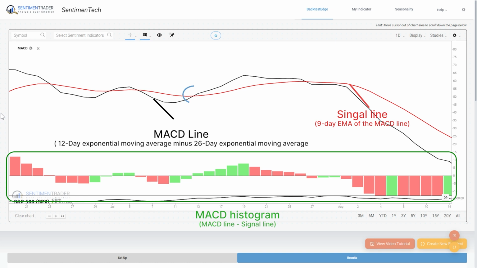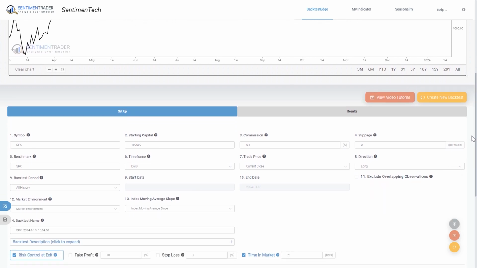The most common use of MACD is to buy when the MACD line crosses above the signal line, and sell when the MACD line crosses below the signal line. This is a trend-following strategy. We can use the new version of Sentiment Trader's Backtest Engine version 2.0 to simulate the trading performance based on historical data. Now, we move on to setting up the backtest.